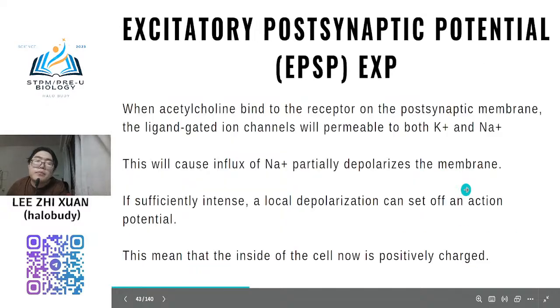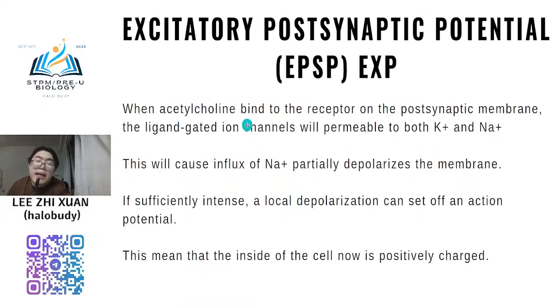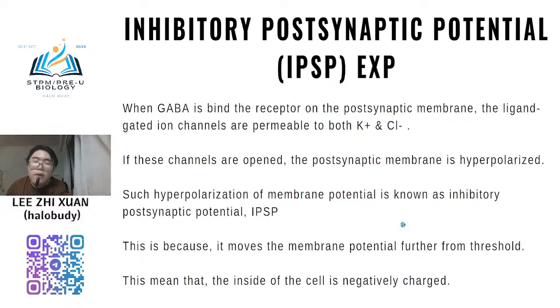So in EPSP, normally the neurotransmitter role is acetylcholine. So normally it will bind to the receptor and be permeable to both potassium and sodium, and then the sodium ion will influx into the membrane to depolarize it so that it will trigger the action potential. But IPSP is different.